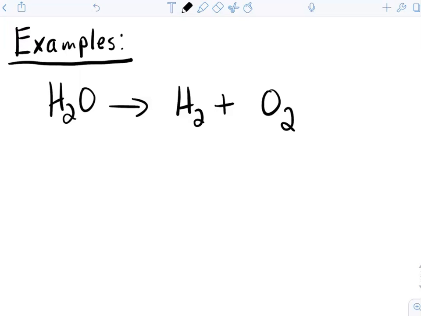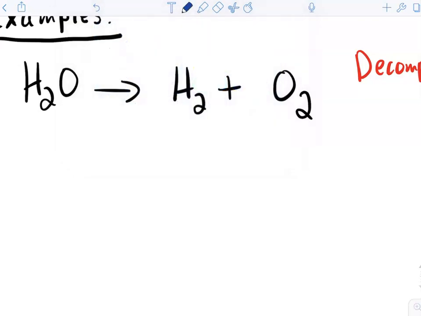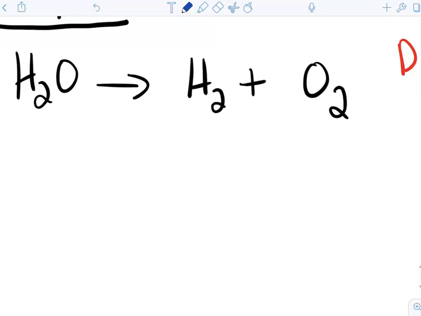So let's look at this H2O, H2 plus O2. Now, first off, as a review, let's look back at the type of reaction. In this one, we have one thing being broken down into two, so it is going to be a decomposition. Now, we first need to figure out the elements that we have in our reaction. So we have an H and we have an O. We're going to write those underneath our arrow.